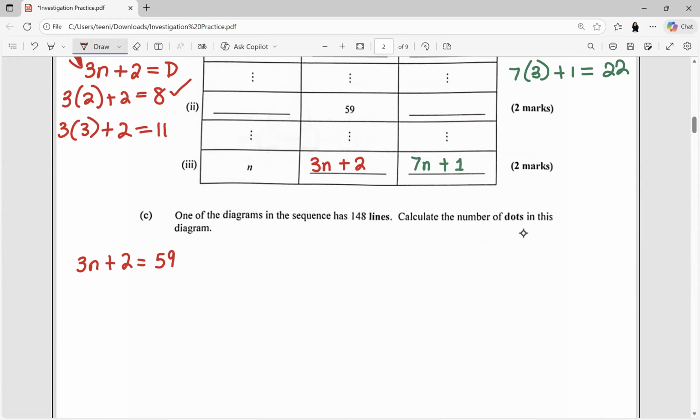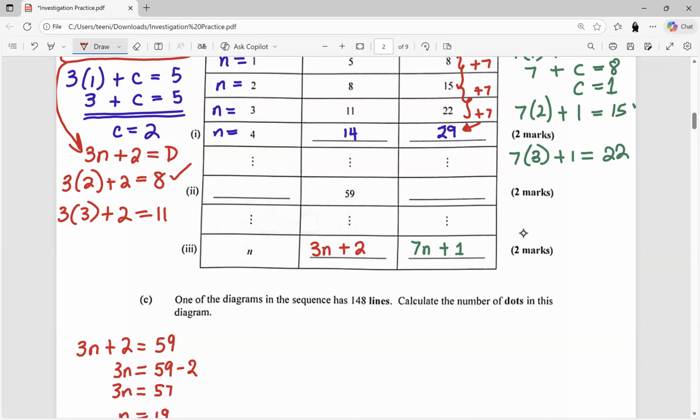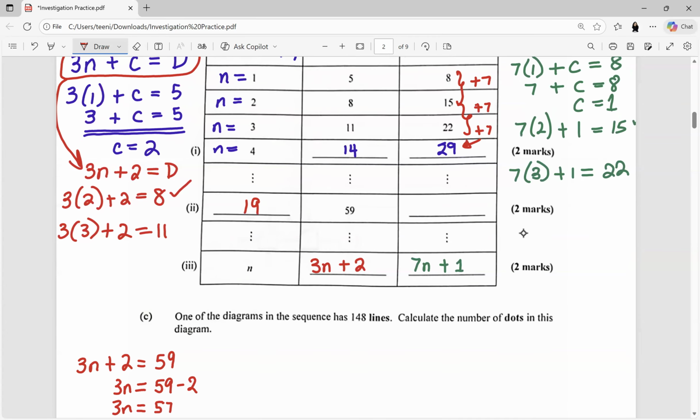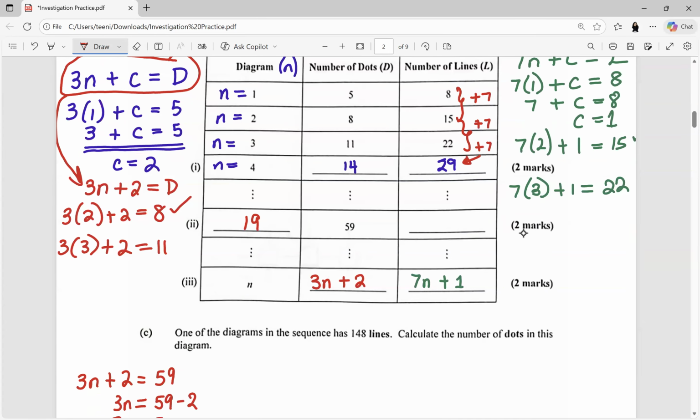So if 3n plus 2 is 59, then 3n is equal to 59 minus 2. And that would mean that 3n is equal to 57, which makes n equal to what, 19? 3 into 5 is 1 remainder 2. 3 into 27 is 9. So yes, n is 19. So in the 19th diagram, the number of dots that you will get is 59.